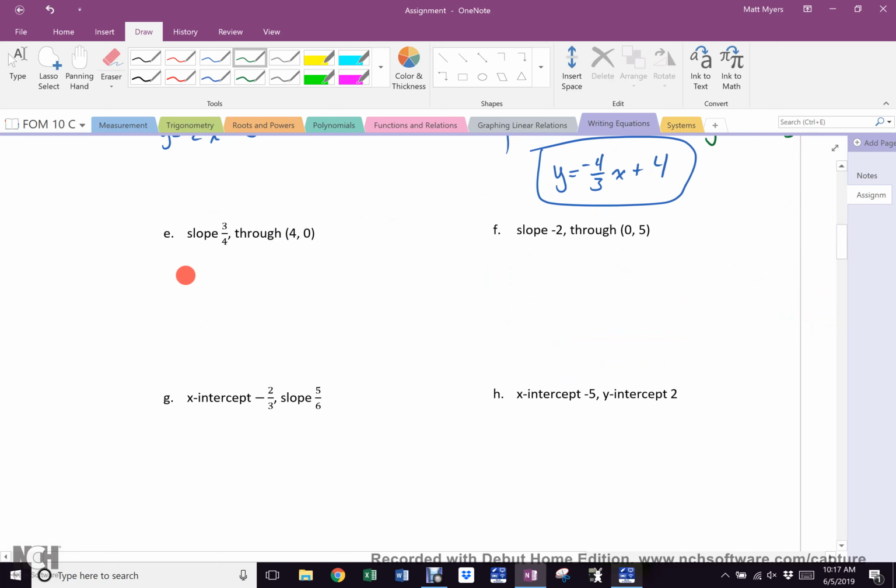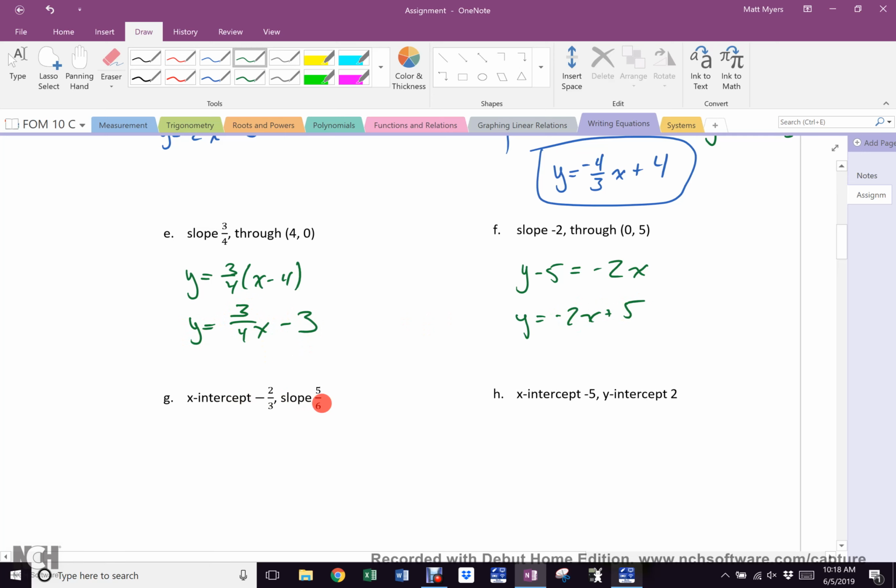Obviously, point slope again. Y equals 3/4 x minus 4. Obviously, point slope again. Y minus 5 equals negative 2x. If you wanted to change that, it would be y equals negative 2x plus 5, of course, right? And if you wanted to change this, it would be y equals 3/4 x minus 3, right? You could have done both of them.